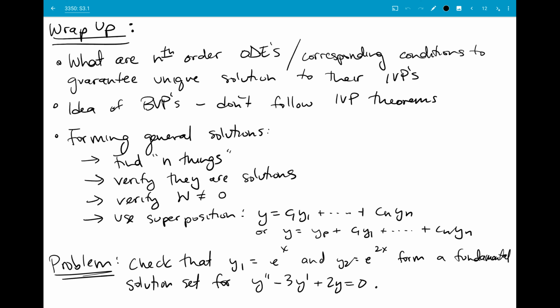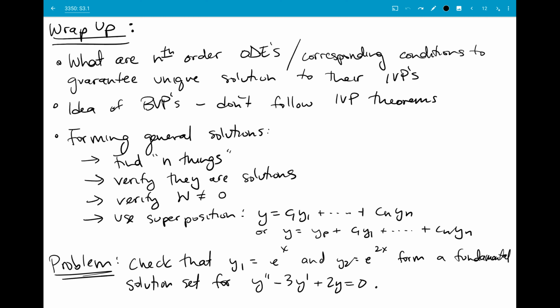So on this slide, I wrote down all those things that we talked about. What are these nth order differential equations we're going to be solving? What conditions do we have to guarantee unique solutions to initial value problems? The boundary value problems are different than that. And then we spent a lot of time talking about creating general solutions. And I wrote those important steps down here again.